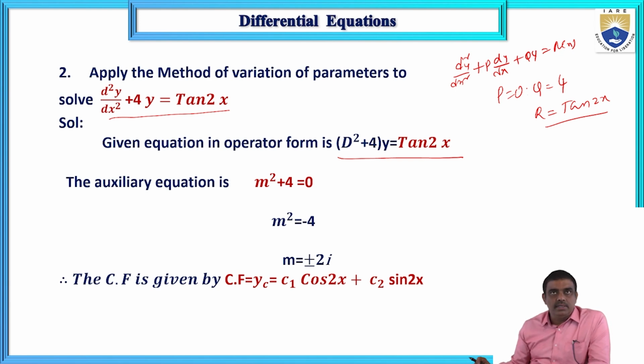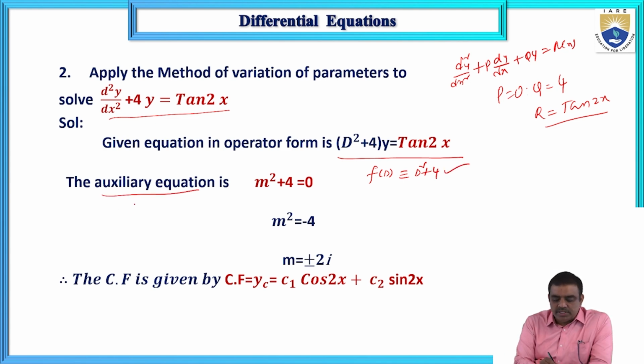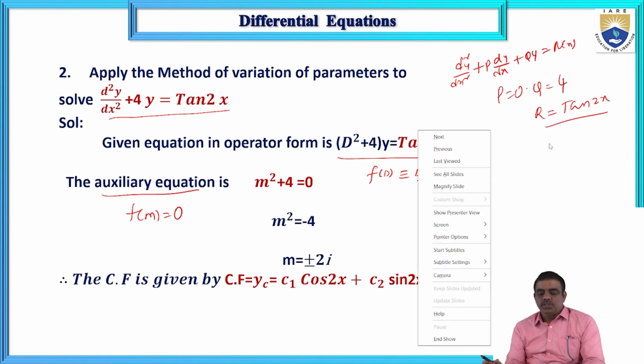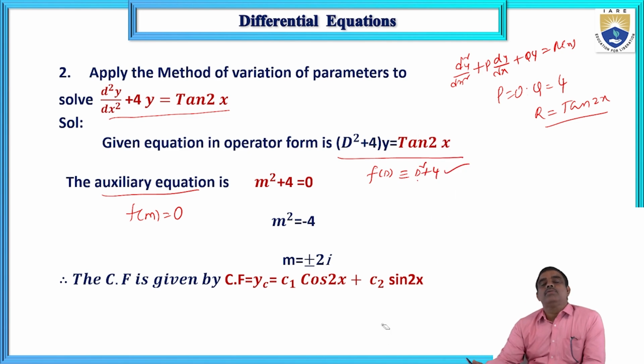Then go for the solution of the first part, that is the complementary function. So before that we write in operator form. So d square y by dx square is d square y, plus 4y is equal to tan 2x, or d square plus 4 of y is equal to tan 2x, or here f of d is d square plus 4. Then what is the auxiliary equation? F of m is equal to 0. So replace d by m, that is m square plus 4 is equal to 0. So m square is equal to minus 4. M is equal to plus or minus 2i.